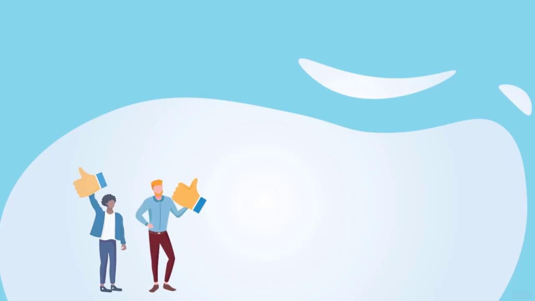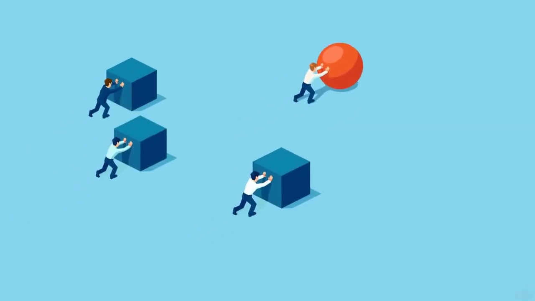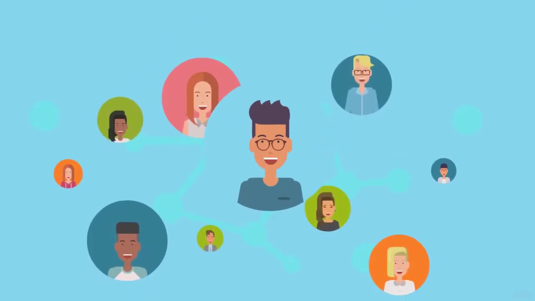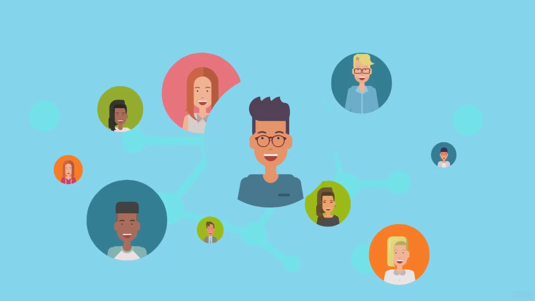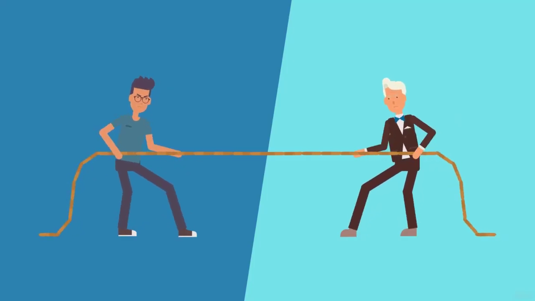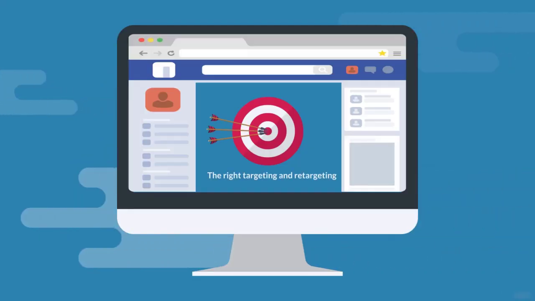Quality ranking measures the quality of your content compared to your competition's. Engagement rate ranking measures your ability to engage your audience, and conversion rate ranking measures your performance compared to your competition. This simply means that engaging content with the right targeting and retargeting is an absolute must.